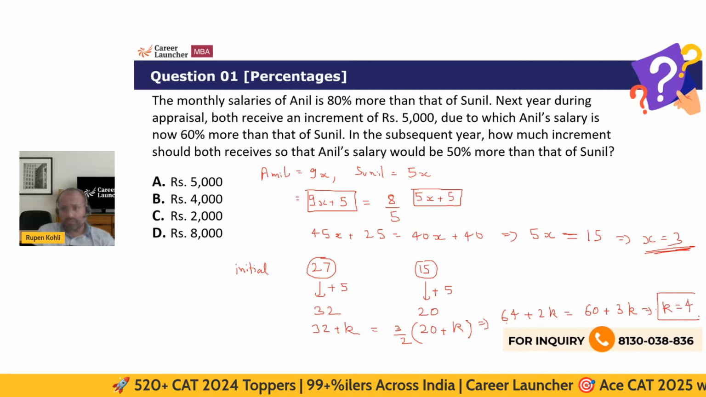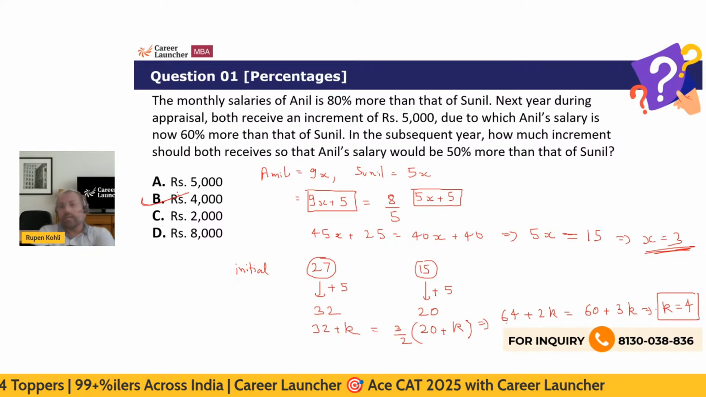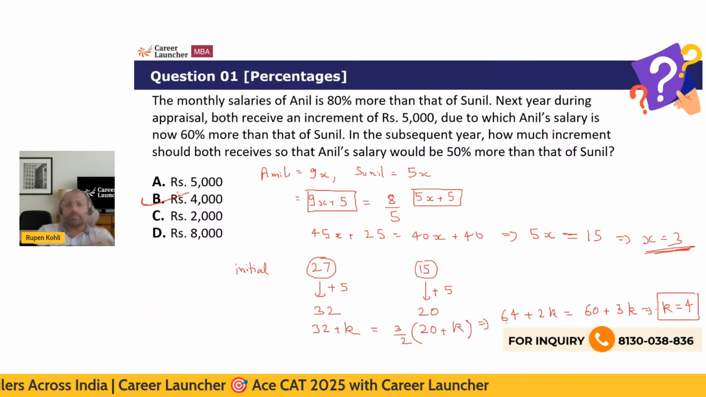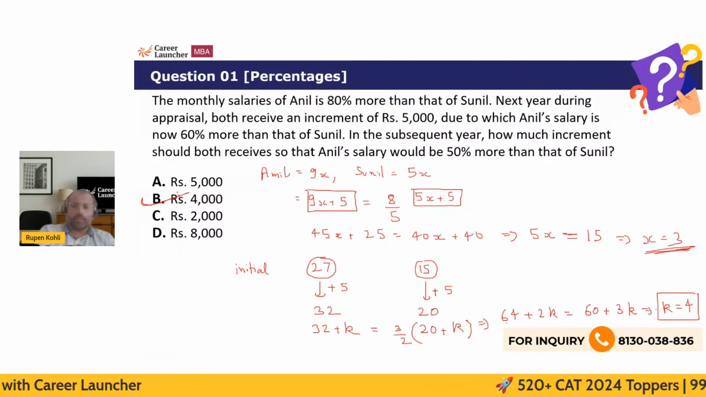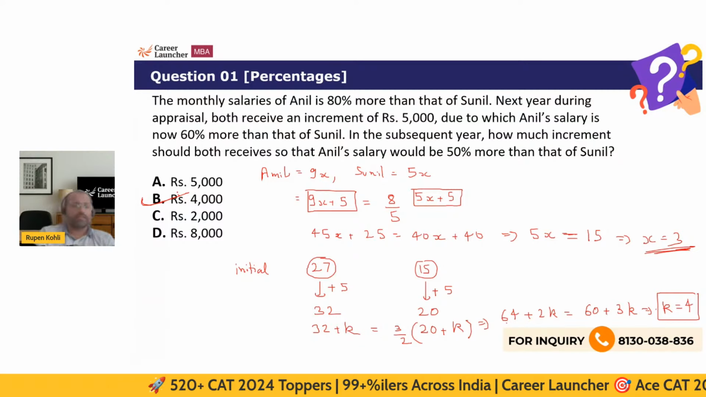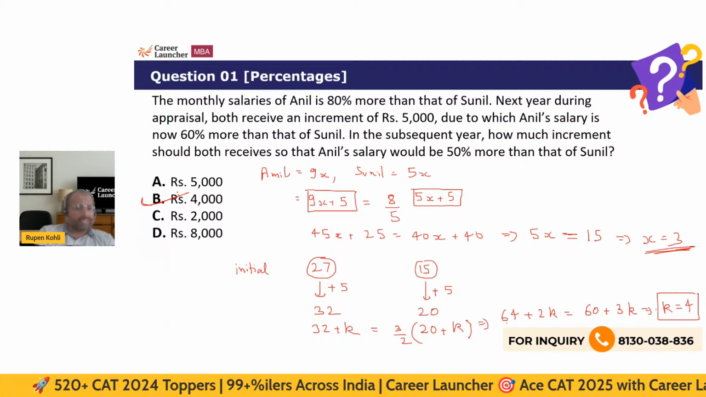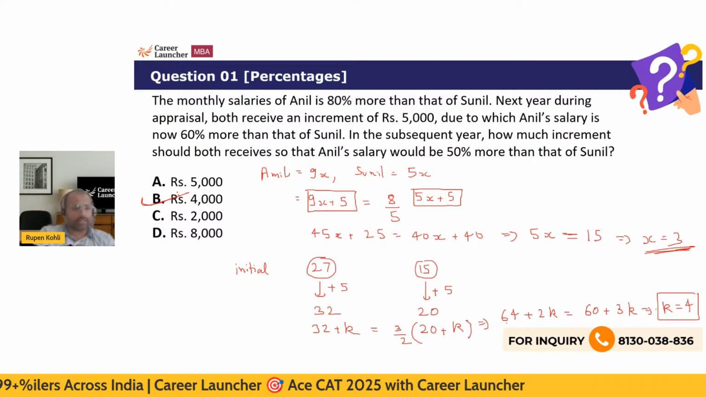So 4,000 is the required increment, right? 32 becomes 36, 20 becomes 24, 36 is exactly 1.5 times of 24. Okay, so this is something that we should all be pretty used to, right? Isn't it?